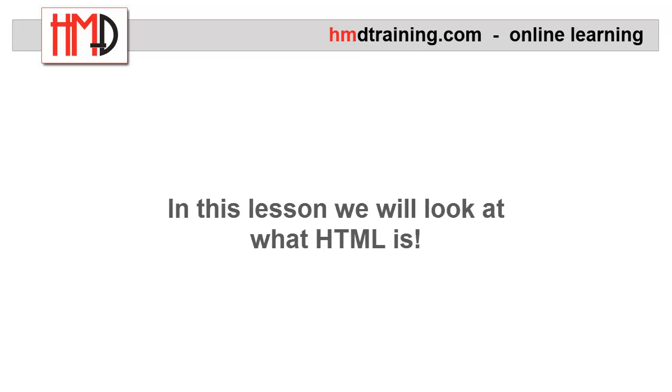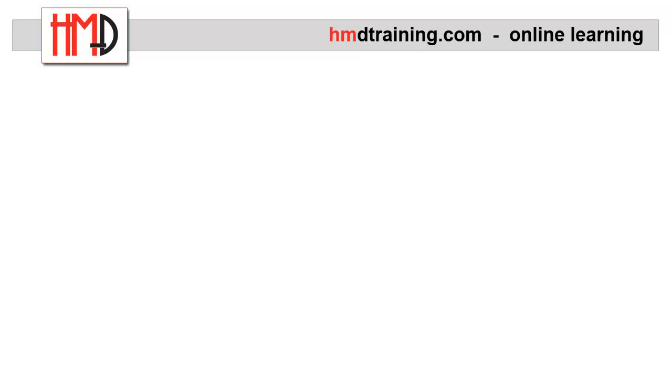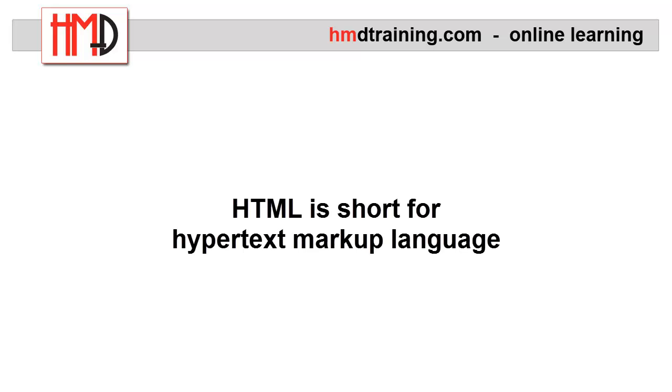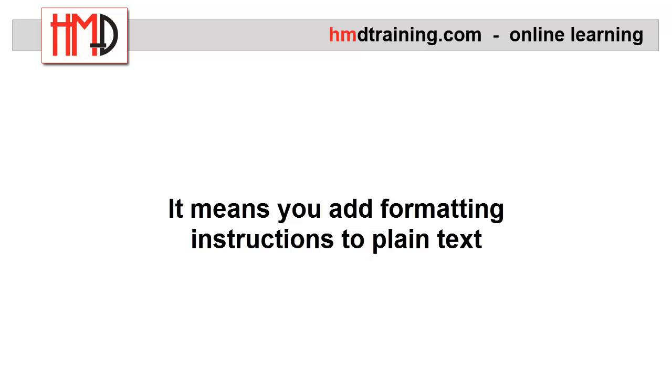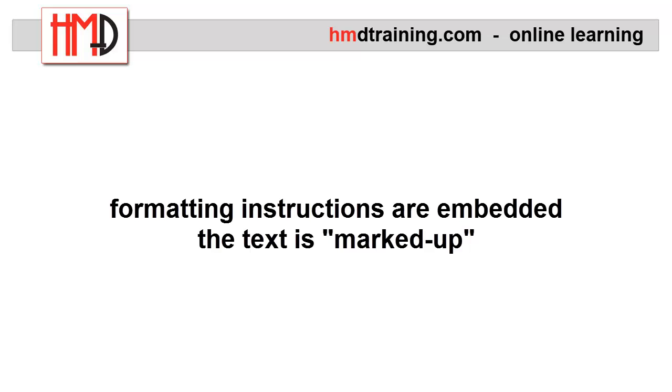In this lesson we will look at what HTML is. HTML is an acronym for Hypertext Markup Language. What on earth does that mean? Basically, it means that you can add formatting instructions to plain text using HTML. One embeds the formatting instructions in the text, and then we can say that the text has been marked up. We'll see it in demonstration in just a little bit.